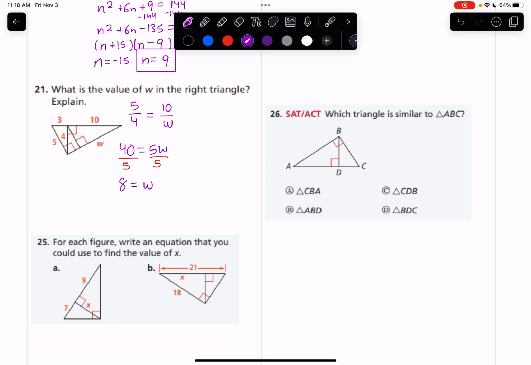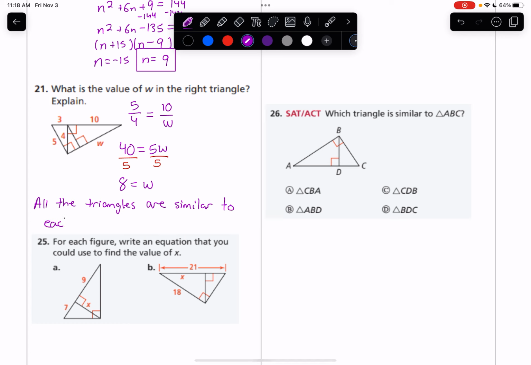And then it says explain. We can explain by saying that all the triangles are similar to each other because we've drawn another altitude. All the triangles are similar to each other. So we are allowed to make the proportions that we can make to solve the problem.